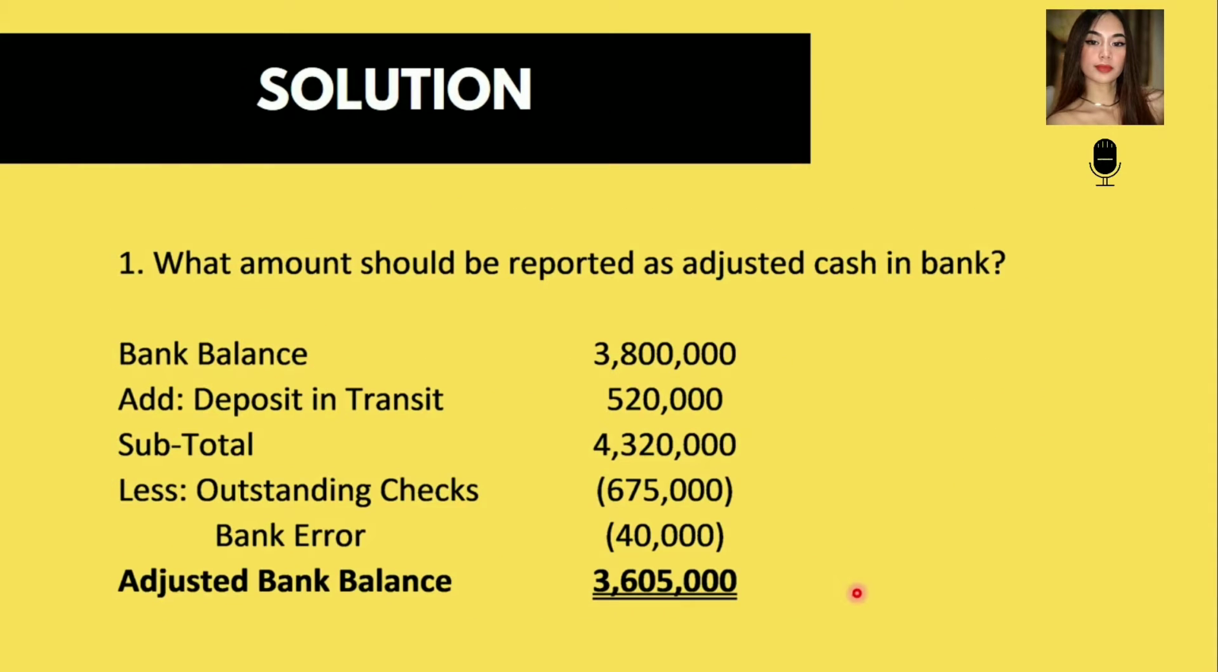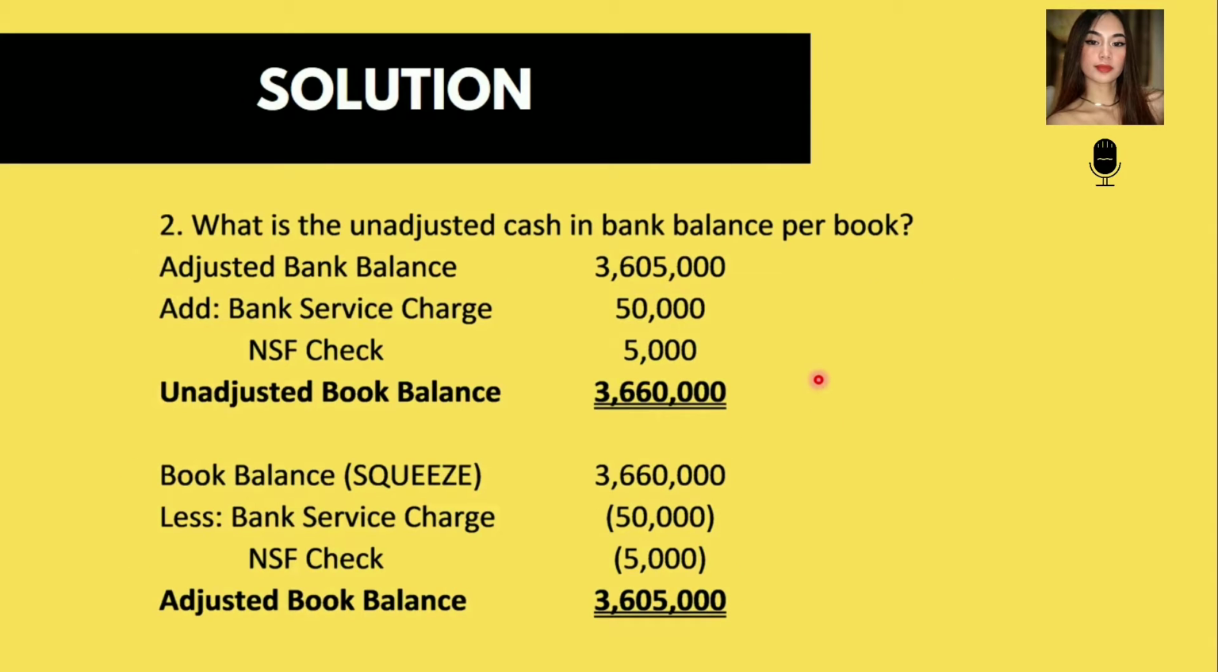The solution for number 1 question. Bank balance 3,800,000. You add the deposit in transit, which is 520,000, subtotal 4,320,000, less outstanding checks, which is 675,000, and bank error 40,000. So the adjusted bank balance is 3,605,000.